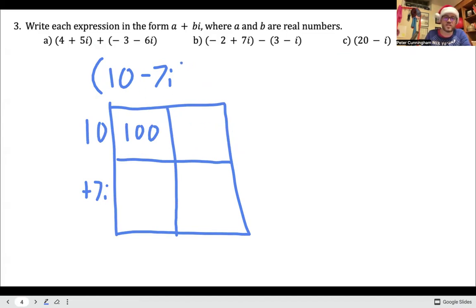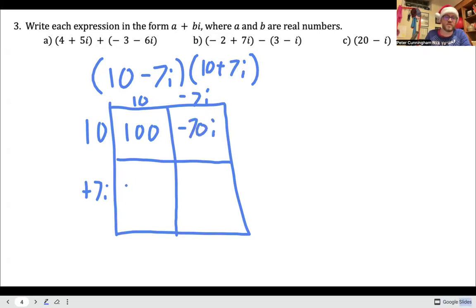All right, 10 minus 7i. Why am I doing it like this? Sorry, 10 minus 7i. The original problem, 10 minus 7i times 10 plus 7i. Forgot that you guys aren't looking at it right here. Okay, so I'm setting up my box method. That's what helps me stay organized. If you distribute, good for you.